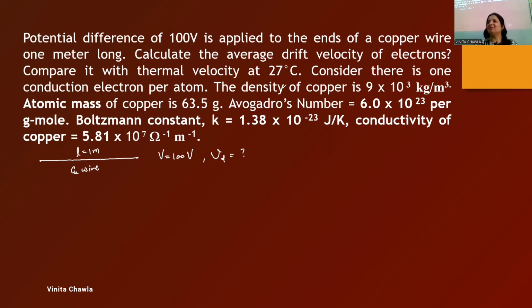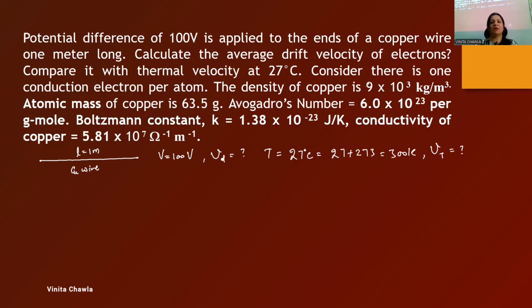Again, we have a similar question that we had discussed in the last class, right? Thermal velocity we have to find at 27 degrees Celsius. So temperature is given. Temperature is 27 degrees Celsius. So first we need to convert this into Kelvin. What will you get? It's 300 Kelvin. And thermal velocity we need to find out, because we can compare only when we find the thermal velocity, right? Thermal velocity we have to find, drift velocity we have to find.